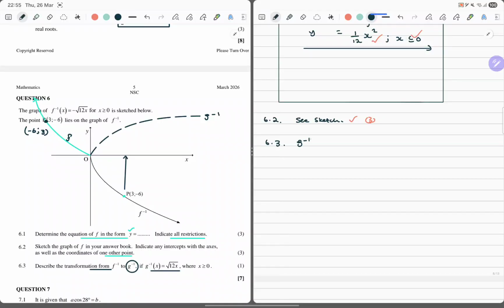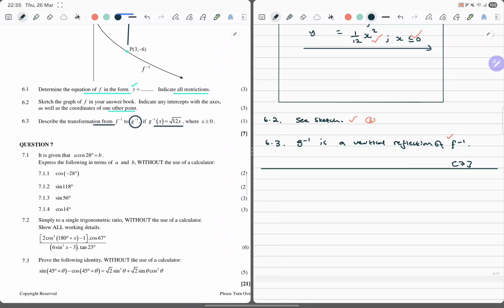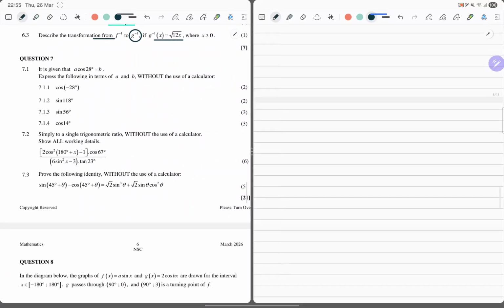So we can say g inverse is a vertical reflection of f inverse. Or one can say it's a reflection about the x-axis. So we get our 7 marks and we smile on, guys. There's not a lot to do. We just move. We smile towards trigonometry.